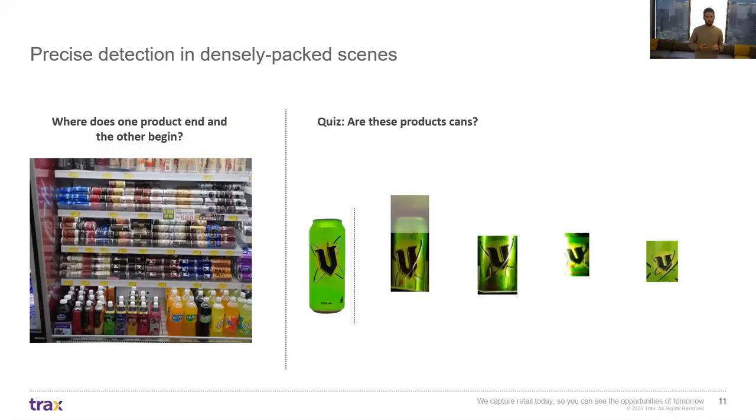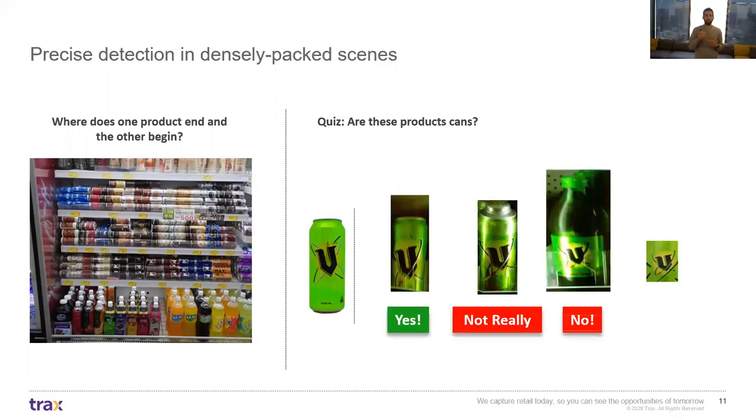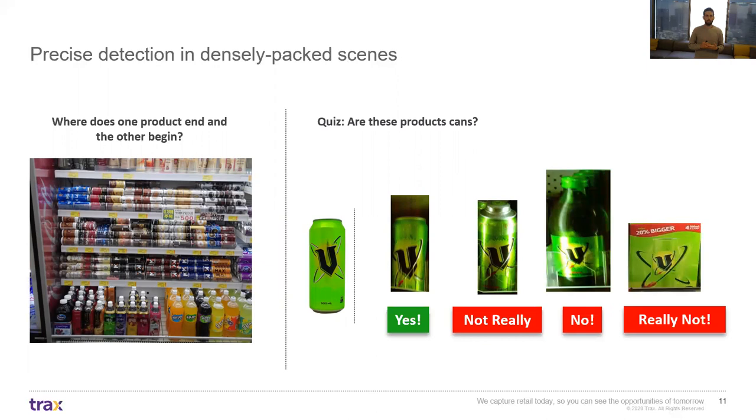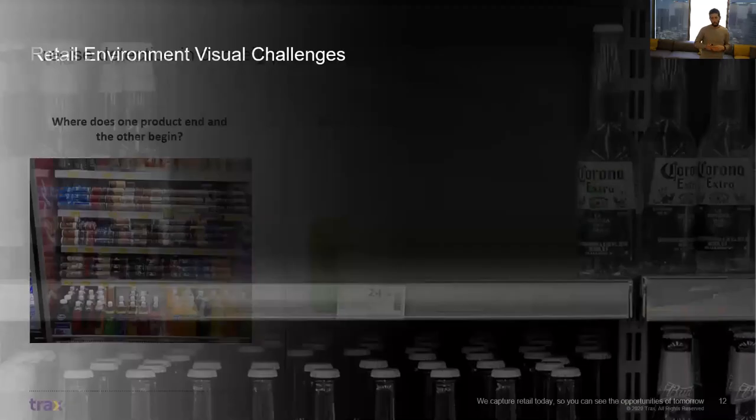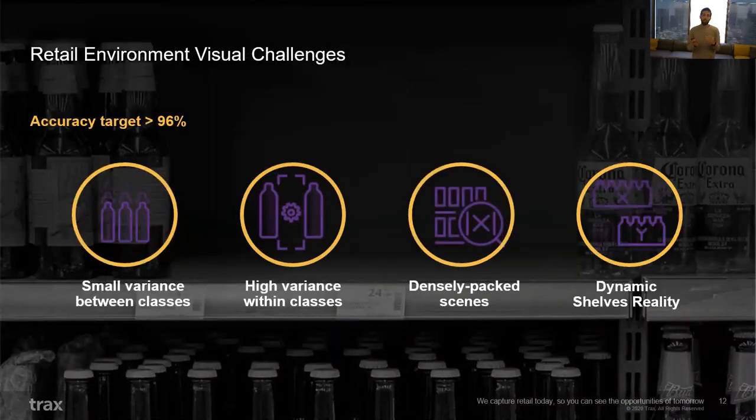The last challenge is the detection. Obviously, in order to do fine-grained recognition, you must have a very precise detection capability. But doing precise detection in a very crowded scene is a very challenging task. So let's sum it up. We have small variance between classes, high variance within classes. We have crowded scenes, and we have dynamic shelf reality. And yet, in order to bring business value to our clients, we have to deliver our data at an accuracy level which is above 96% accuracy.